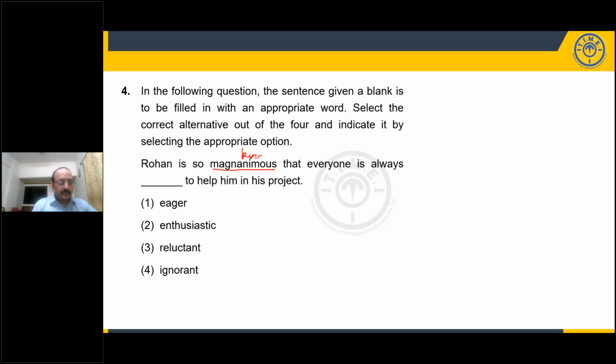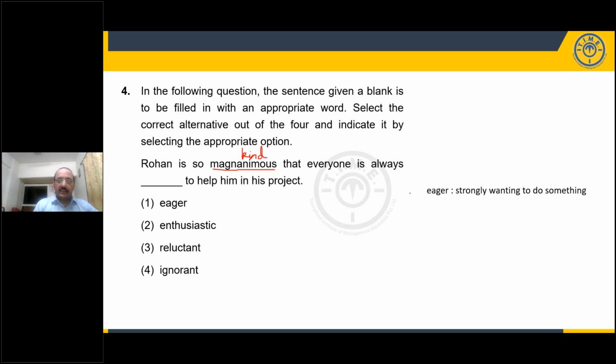For example, I don't know if you've heard of Hatim Tai, who was basically an Arabian Nights character who was very well known for his generosity. So Hatim Tai was a very magnanimous person. Or if I talk about Hindu mythology or Hindu folklore, King Vikramaditya was a very magnanimous king. Harishchandra was a very magnanimous king, so on and so forth. So Rohan is so magnanimous, or Rohan is so kind that everyone is always dashed to help him in his project.